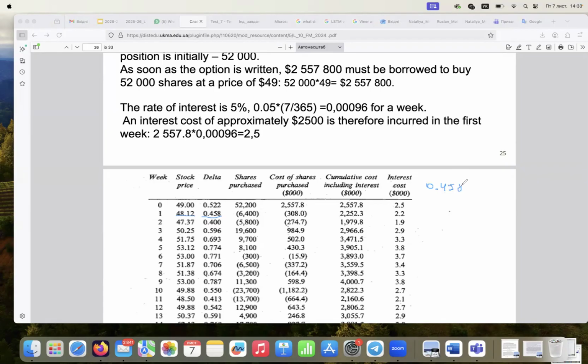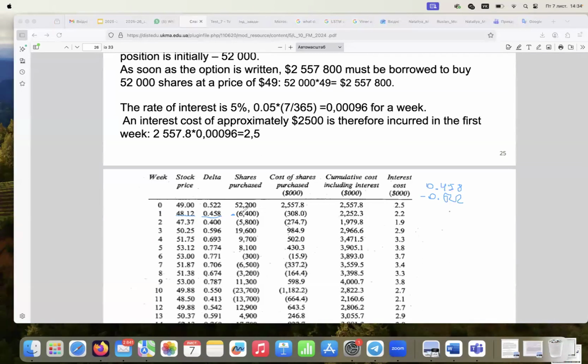It is 0.458 minus 0.522, and it should be how much? 0.064, and it's with minus. This difference is with minus. In this example, what is minus? I write it in the bracket, but it means that it is with minus.